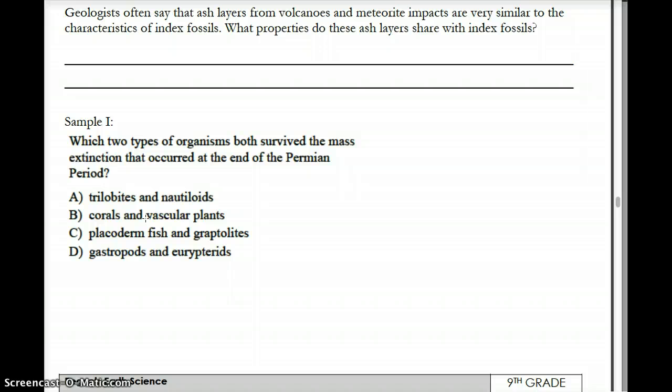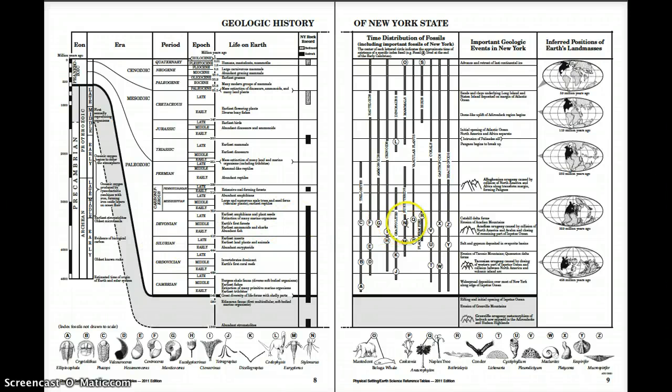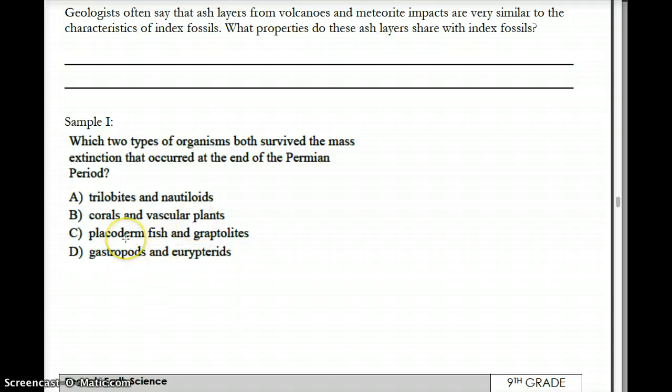But I always instruct my students never, ever, ever select an answer without looking at the other ones. So placoderm fish and graptolites, going back here, placoderm fish, just to use a quick example, go extinct even before that at the end of the Devonian period. So that's definitely not true. They didn't even exist at that time, so that is wrong. Answer choice C.